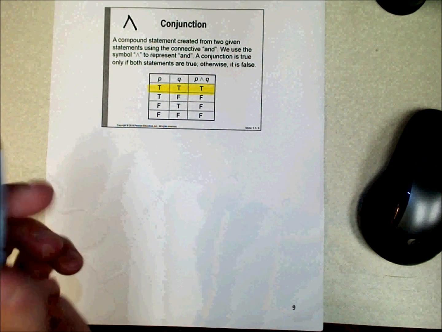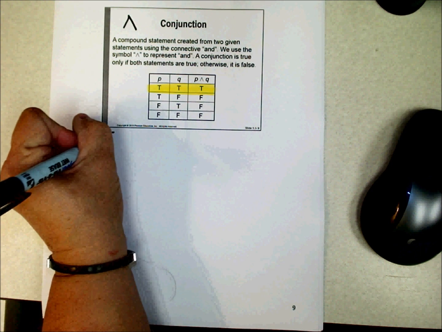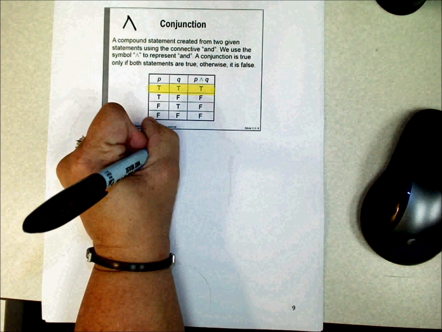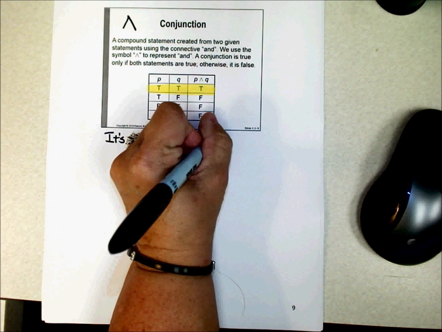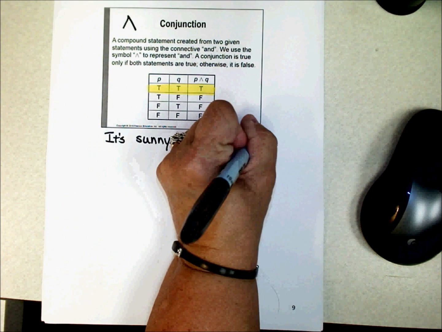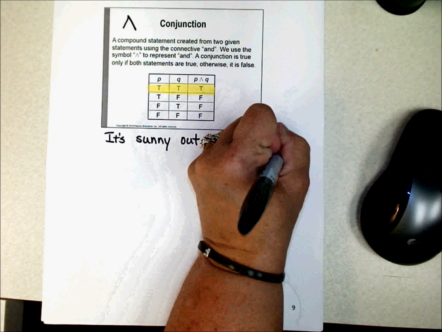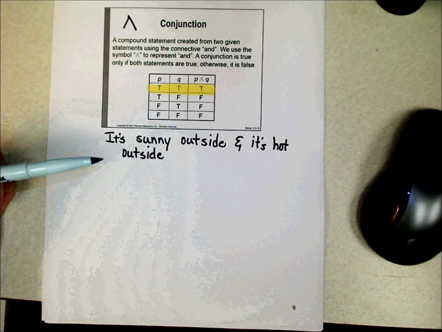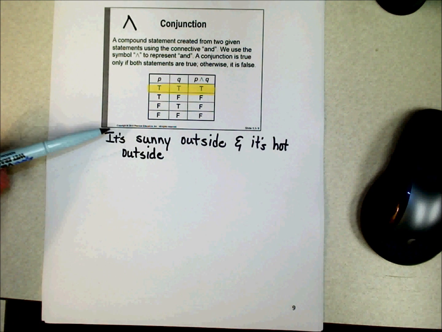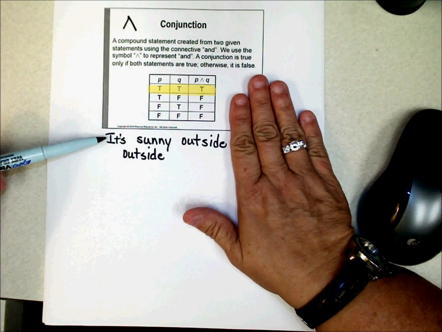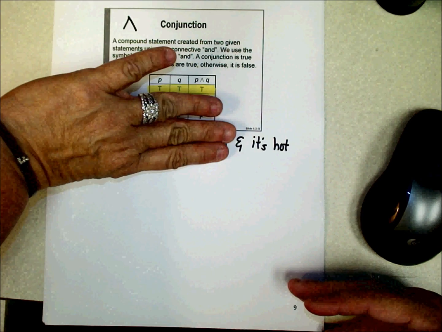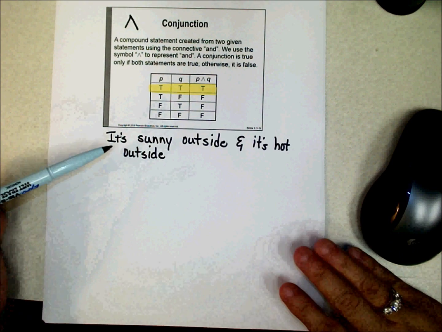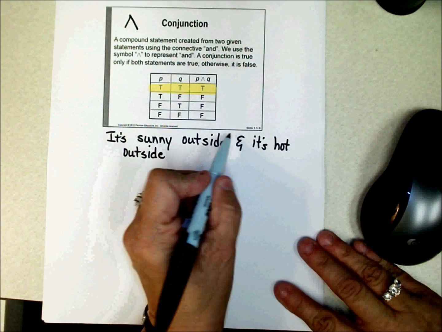So, it's sunny outside, and it's hot outside. Okay, so this is true for today. It's sunny outside and it's hot outside. If we take them a piece at a time, it's true that it's sunny outside and it's true that it's hot outside. So if we put them together, they're both true. So we know that the conjunction, it's sunny outside and it's hot outside, is true.